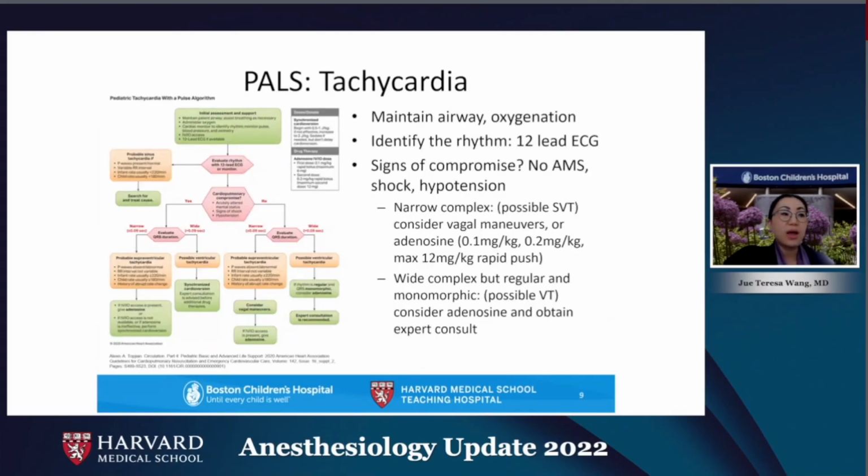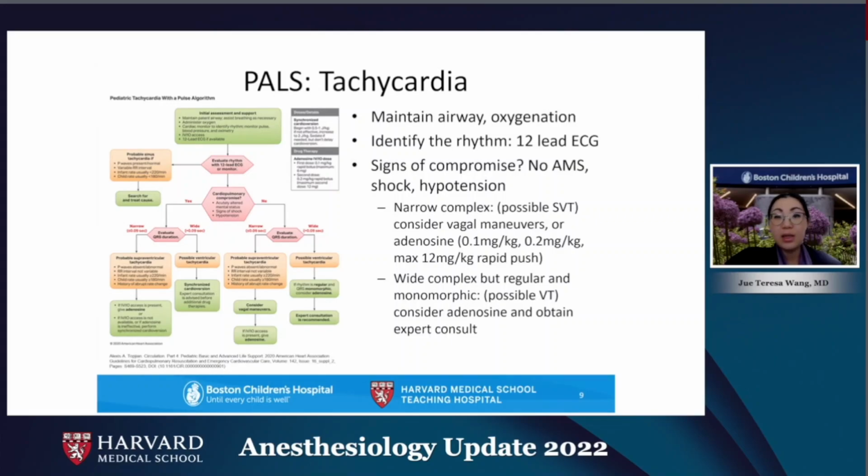For patients who have tachycardia, maintain an adequate airway, assess the patient, provide supplemental oxygenation if needed, and obtain a 12-lead EKG to better identify the rhythm. Once again, assess for whether or not there are signs of cardiopulmonary compromise. If there are no signs of altered mental status, shock, or hypotension, analyze the EKG rhythm. If the rhythm is narrow complex, this could be possible supraventricular tachycardia or SVT.